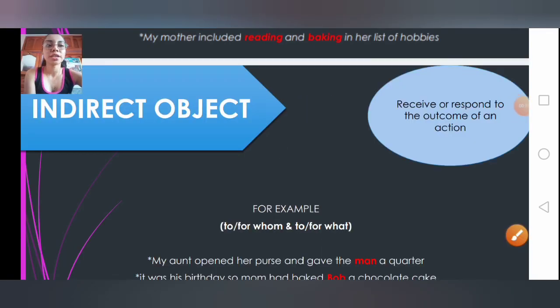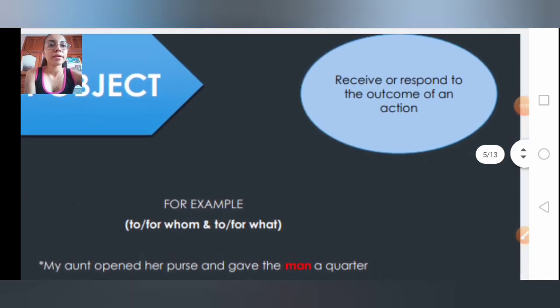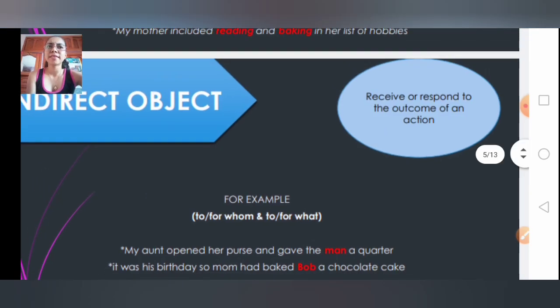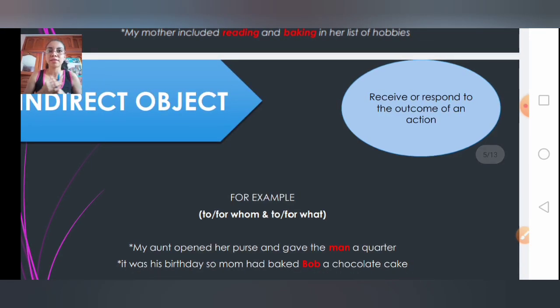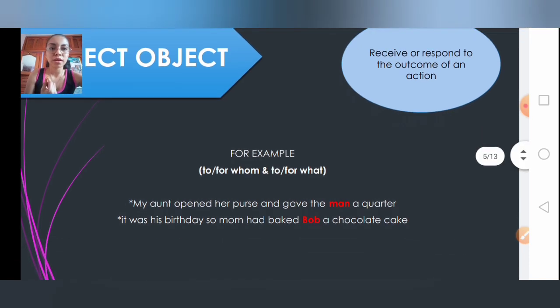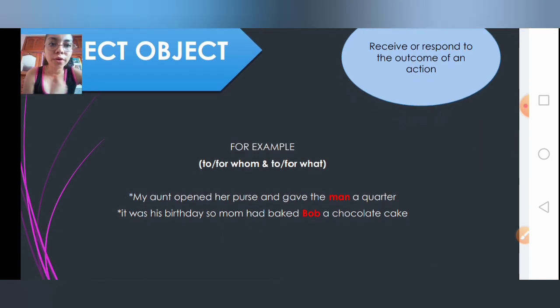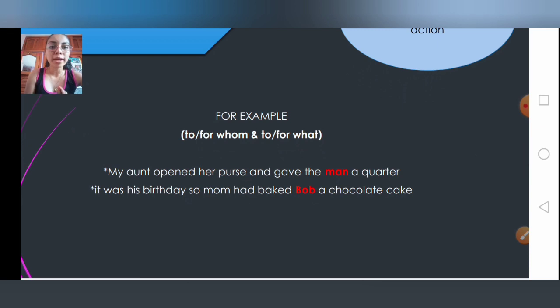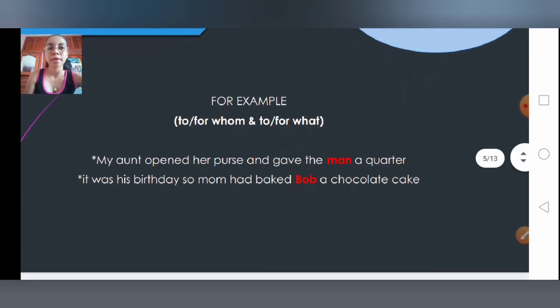However, indirect objects receive or respond to the outcome of an action. It means that nouns and pronouns also function as indirect objects. Indirect objects answer the questions to or for whom and to or for what. For example, my aunt opened her purse and gave the man a quarter.